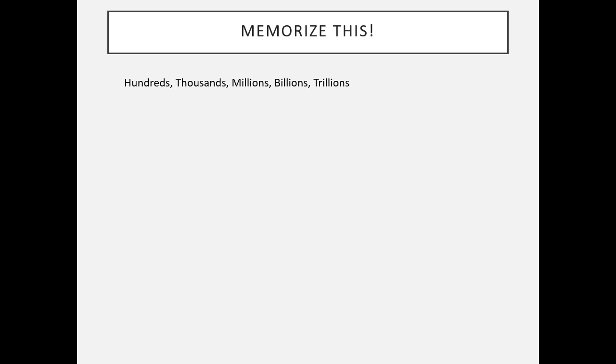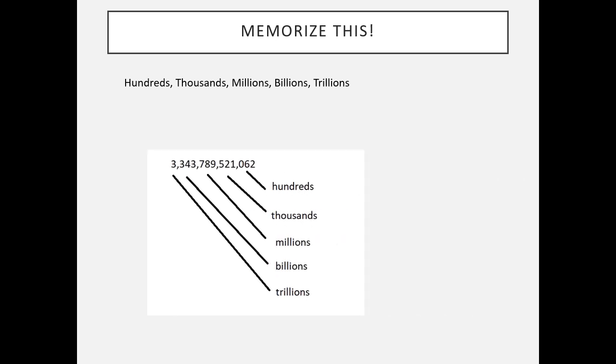Memorize this. Hundreds, thousands, millions, billions, trillions. Let me repeat that again. Hundreds, thousands, millions, billions, trillions. Here you can see them written this way. This is the hundreds, the first before the comma. In the French system, it'll be a space. This is thousands. This is millions. This is billions. And this is trillions.